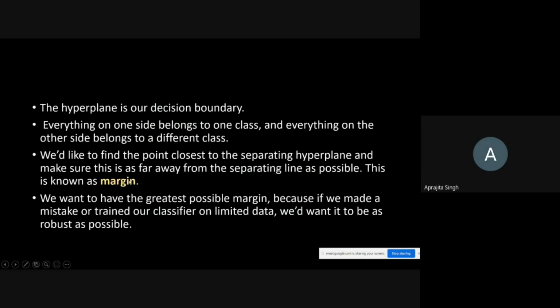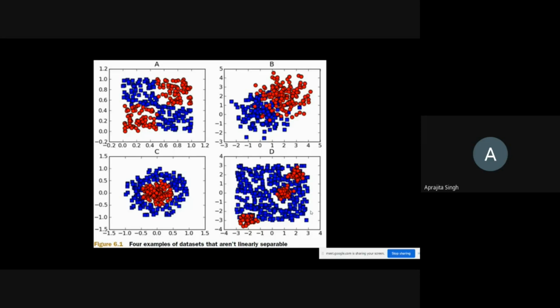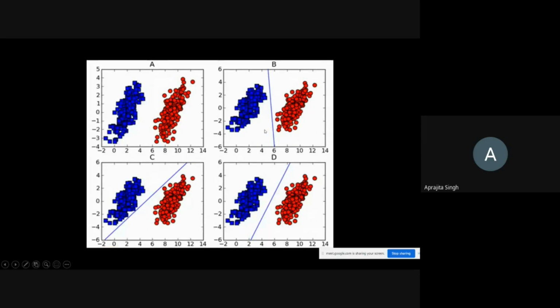So we have to find all other lines which are away from the separating line, which will make a margin to it. So we want to have the greatest possible margin, because if we make a mistake or train our classifier on limited data, we would want it to be as robust as possible. So the example that I took, if this point is occurring over here, and if our line is this one, then what will happen? It will go to this side, and if our line is this one, then it will come into this red.